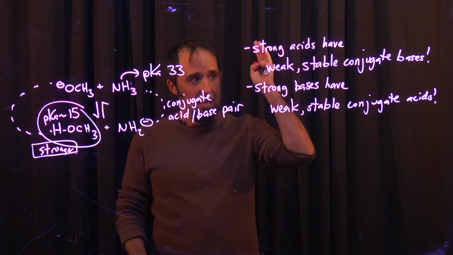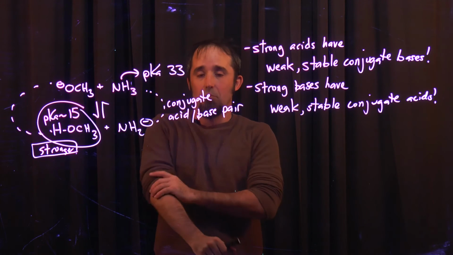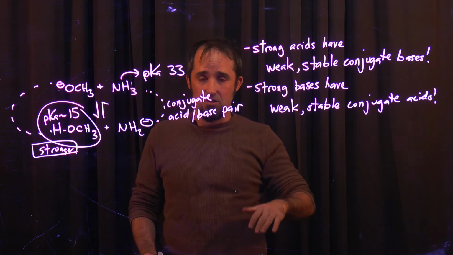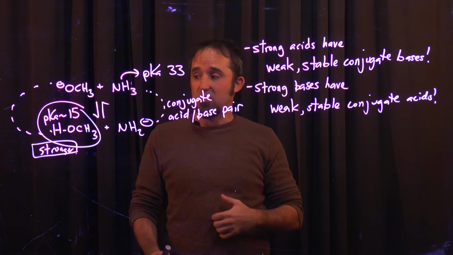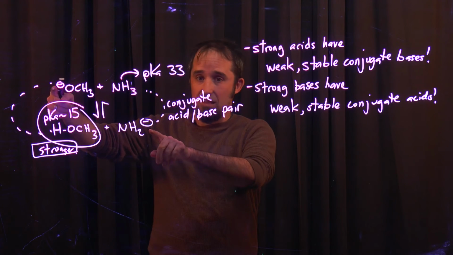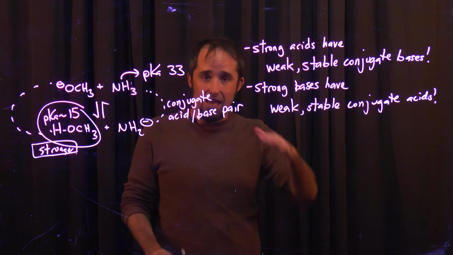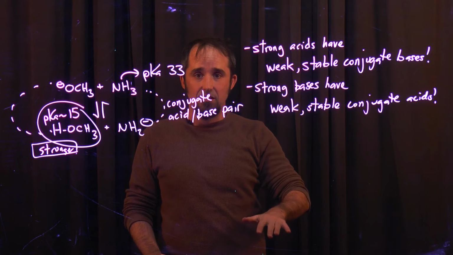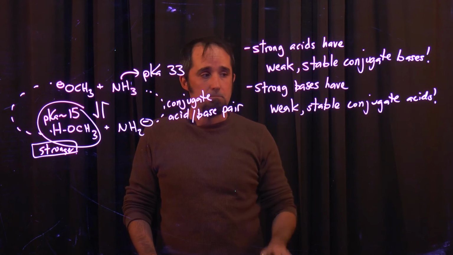Strong acids have weak, stable conjugate bases. By weak and stable, I mean the same thing, low in potential energy. If a molecule is low in potential energy, especially if the charge is low in potential energy, then it's not going to want to react, right? That's what I mean by stable. Things that are low in potential energy are stable. They are more unreactive. Okay?